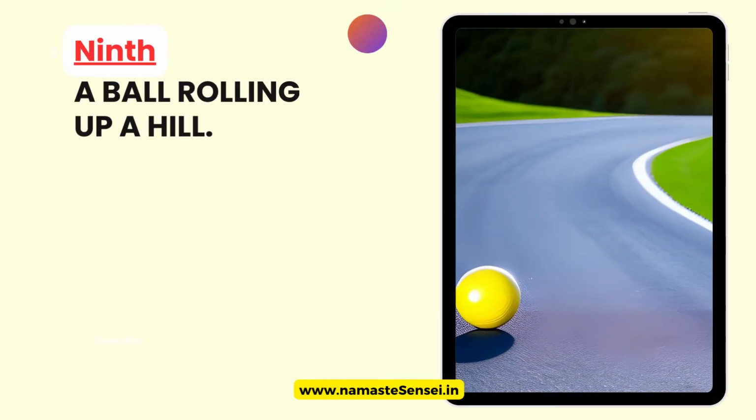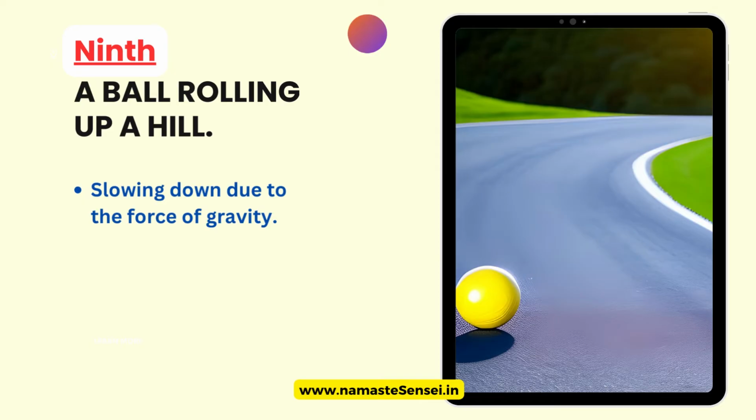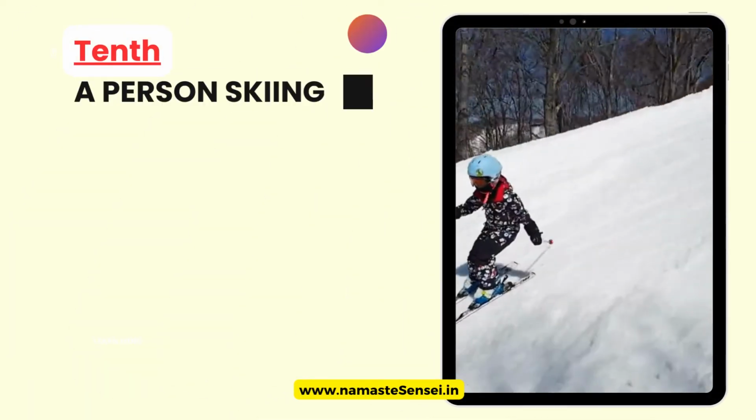Ninth, a ball rolling up a hill. When a ball is rolling up a hill, it is slowing down due to gravity, and the rate of change of its velocity is negative. The force of gravity acts on the ball in the opposite direction to its motion, which in this case is upward.